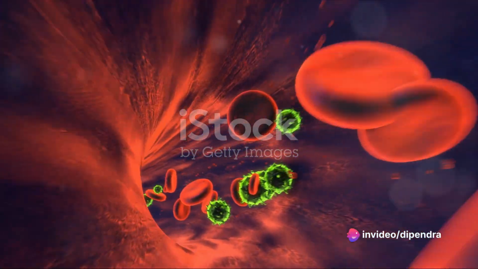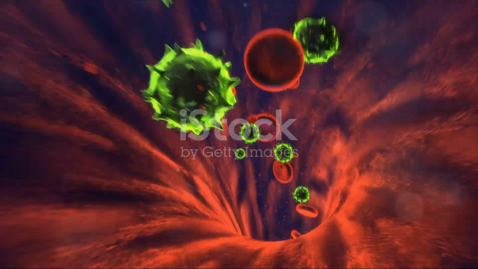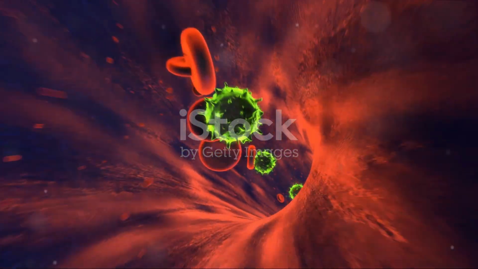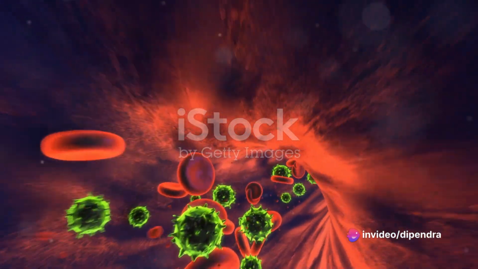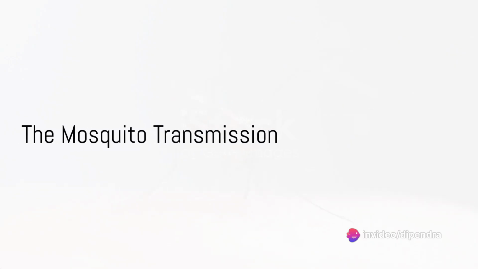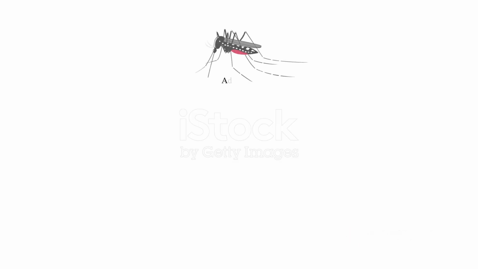Understanding this cycle is not just a matter of scientific curiosity, it's a crucial step towards finding new ways to prevent and control malaria. These gametocytes are the key to the next stage of the plasmodium life cycle. When another mosquito feeds on the infected human, it ingests these gametocytes. Now the story takes a fascinating turn within the mosquito's gut.